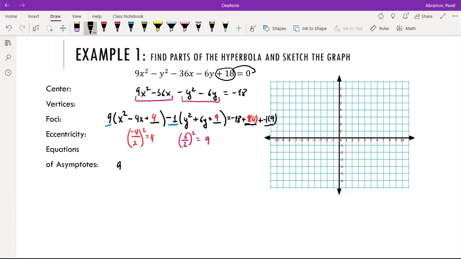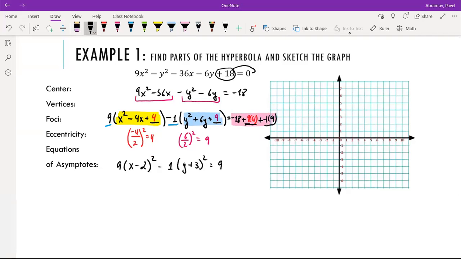Now let's condense it. So we'll have 9, and then our first part right here will condense to x minus 2 squared minus 1, and then our second parenthesis will condense to y plus 3 squared equals, and on the right side, once we calculate everything, we should get 9. So once we add all of these pieces together, that gives us 9.